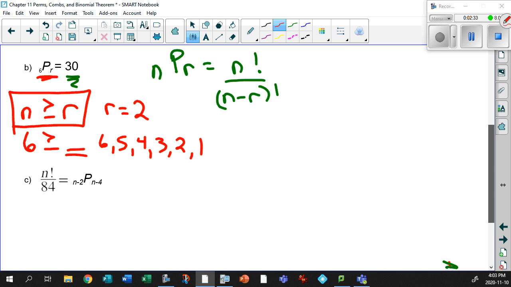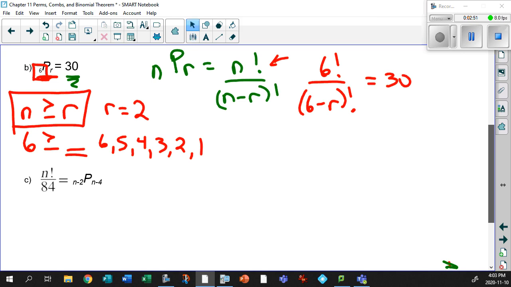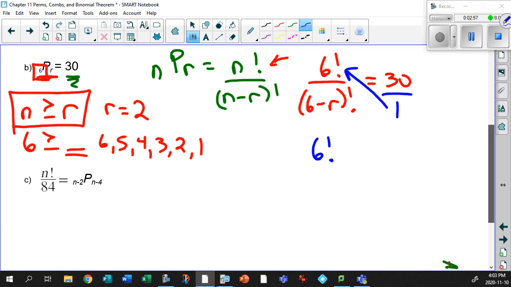Okay, so let's put some numbers in here. Starting with the formula, you know that n factorial, in this case, is going to be 6 factorial because n is 6. Okay, so I'm going to have 6 minus r factorial here, and this is going to have to equal 30. Well, the cool thing I'm going to do here is a little cross multiplication. 1 times 6 factorial is going to be 6 factorial. This is going to be 30 times 6 minus r factorial.